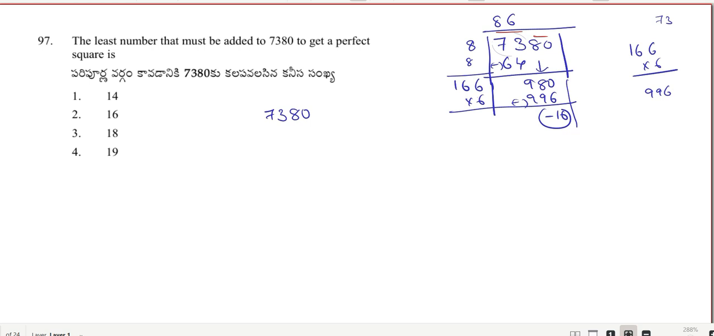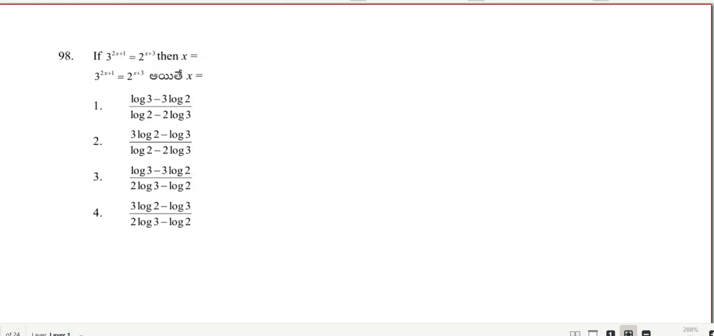That means what should we do? If we add 16 to it, it becomes a perfect square. So the required number to be added to this number is 16. That is, the second option is the correct one for this question. Now let us go to the next question.